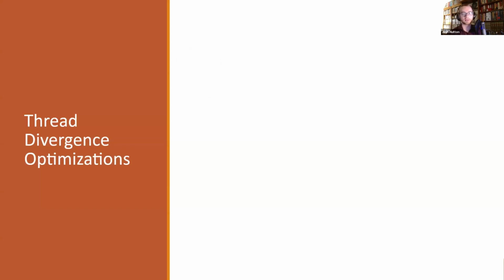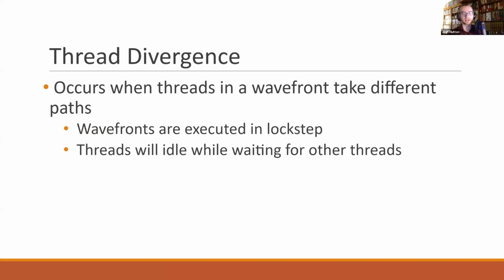Next, I'll go over the optimizations we made to reduce thread divergence. Thread divergence occurs when threads in a wavefront take different execution paths. Because wavefronts are executed in lockstep, if different threads within a wavefront take different branches, then some threads will be waiting idle while the wavefront executes a branch. All branches will execute sequentially, reducing the usefulness of the parallel power of the GPU.